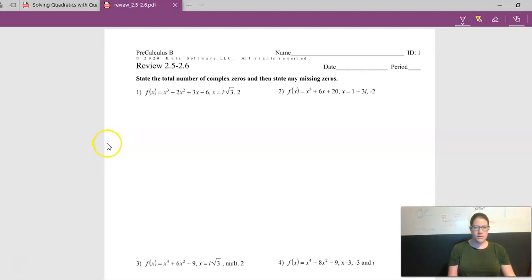I'm just going to go over the review. I probably won't do every question, I'll just do a few from each section. State the total number of complex zeros and then state any missing zeros.